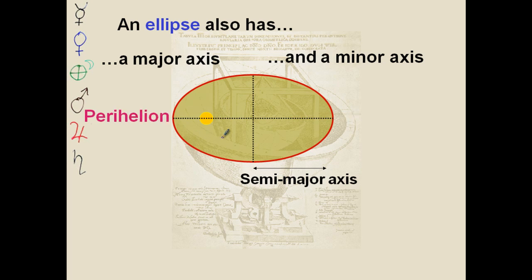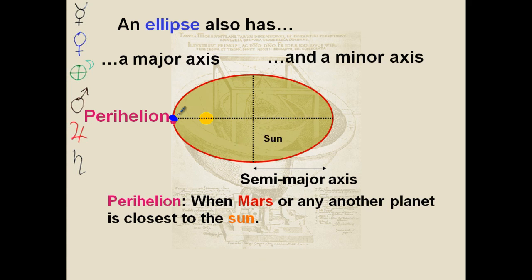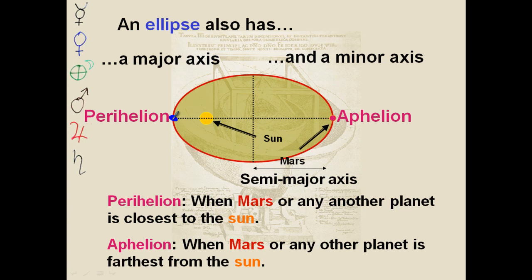And these are the two words you're going to have to know for your quiz. Perihelion. So perihelion is when our planet is closest to the sun. The sun's at this focus, the planet's right here. And here's the definition for it: when Mars or any other planet is closest to the sun, it's at perihelion. So there's our little picture of Mars. And opposite of perihelion is aphelion, which is when the planet is furthest away from the sun as it can be. So perihelion and aphelion.